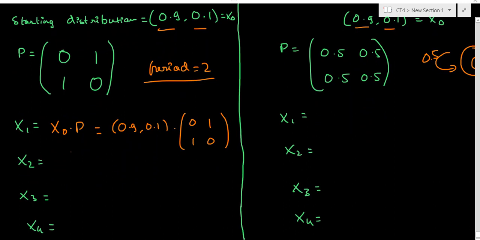Okay, so the distribution for x1 would now be, if I multiply these two, this becomes 0.1 and the other one becomes 0.9, right? So if I multiply them, this is the distribution. And then let's see for x2. For x2 the distribution would be x1 into p, which, if I multiply this with this matrix again, becomes 0.9 and 0.1.